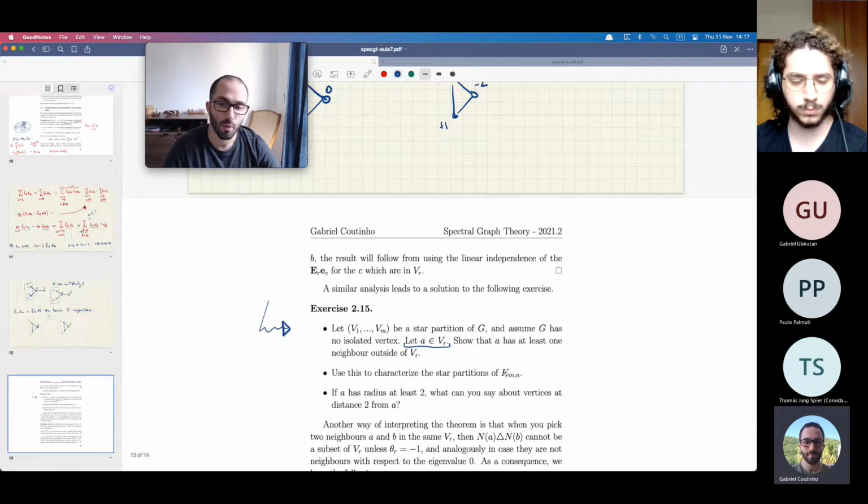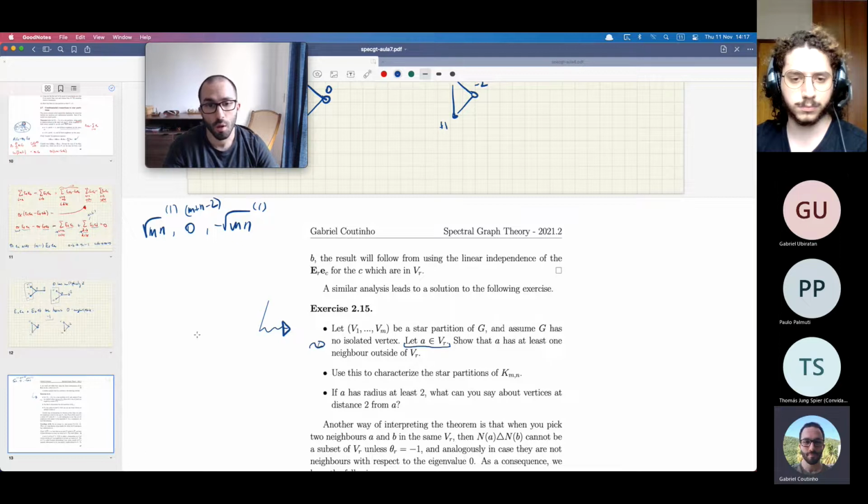And then you can use this information to characterize which are the star partitions of the complete bipartite graph. We saw that the complete bipartite graph has these eigenvalues, with multiplicity 1, multiplicity 1, and multiplicity m plus n minus 2. So by using this information, you have a bunch of vertices here, a bunch of vertices here, edges everywhere. I'm asking which are the star partitions, meaning which are the vertices that are going to generate this.